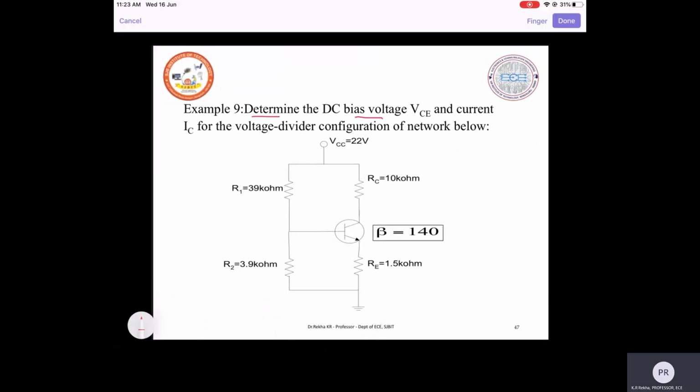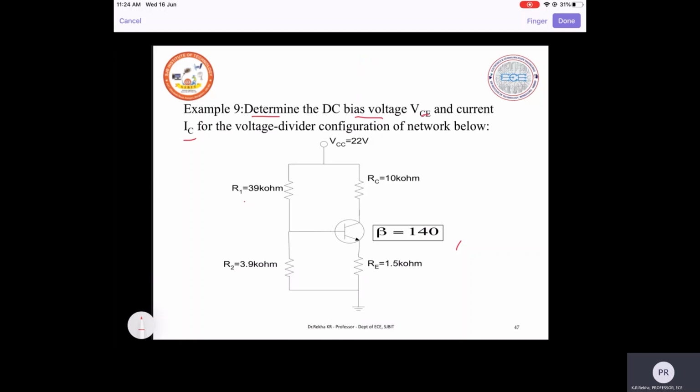Determine the DC bias voltage VCE and current IC for the voltage divider configuration of the network below. Take beta equal to 140, R1 is 39 kilo ohm, R2 is 3.9 kilo ohm, as well as RC is 10 kilo ohm and RE is 1.2 kilo ohm. The same problem we can do even on a MOSFET also. So that is using a transistor and voltage divider biasing.